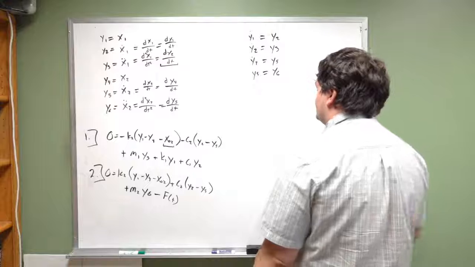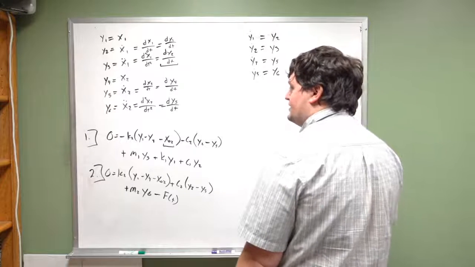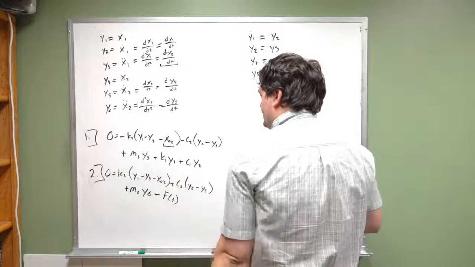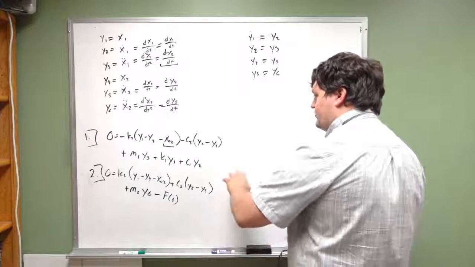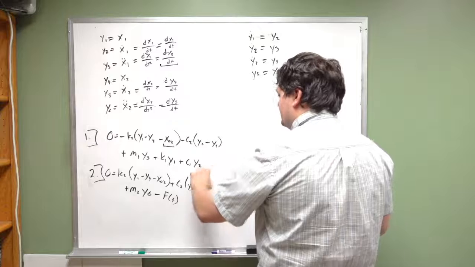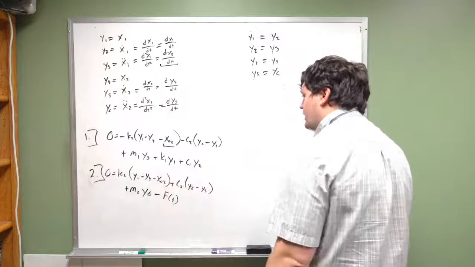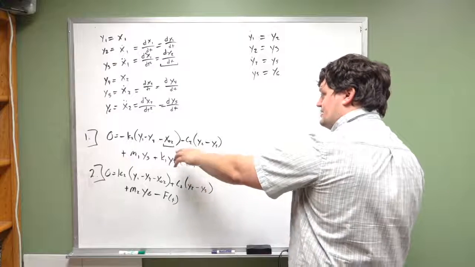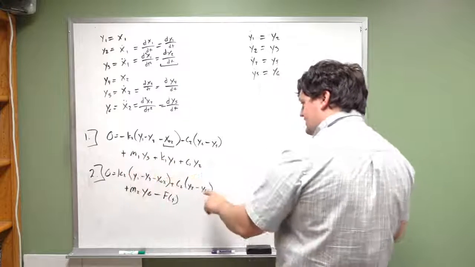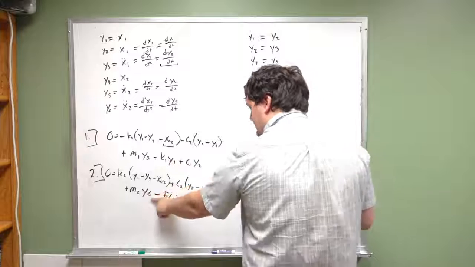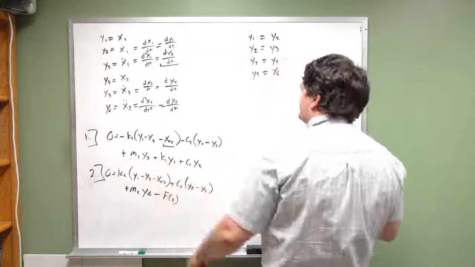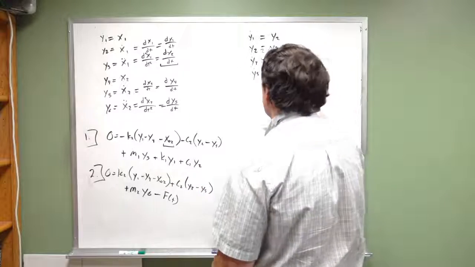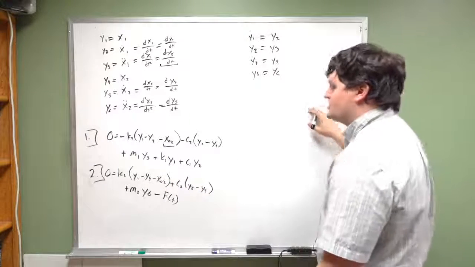Sweet. And now we also have this giant thing, which we can solve for. We can solve for y5 dot because y5 dot is equal to y6 here. And we can solve for y2 dot because it's equal to y3.